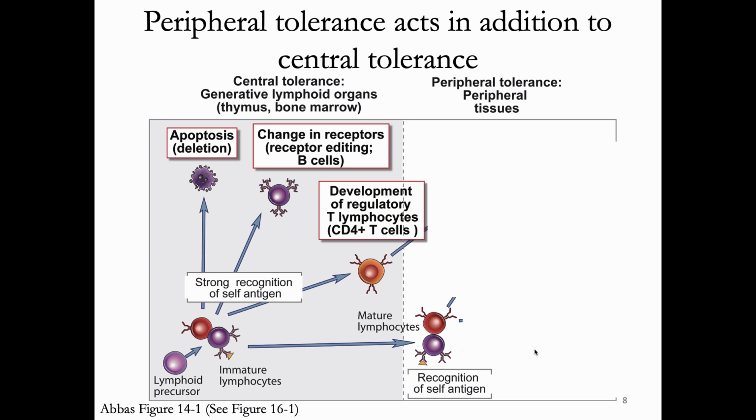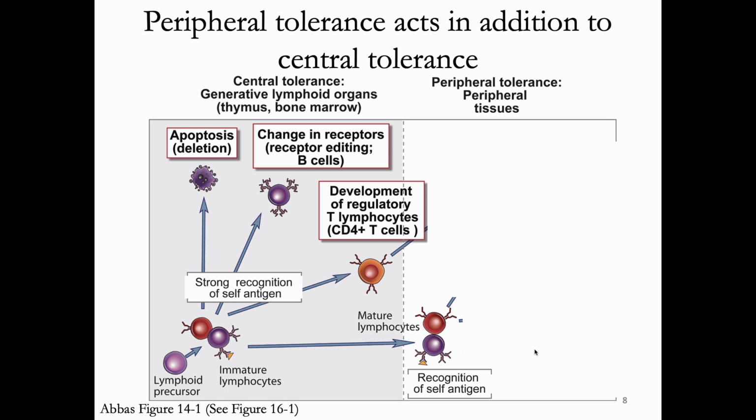So everything we've talked about thus far has had to do with central tolerance. But we do have mechanisms of peripheral tolerance, where self-reactive cells can be dealt with in the periphery, as well as in the primary lymphoid organs. So Mark kind of alluded to this a bit already. And in some ways that makes sense.